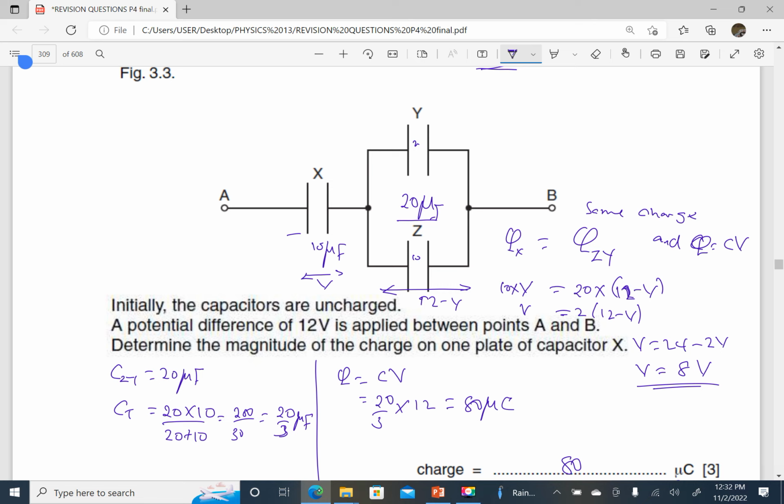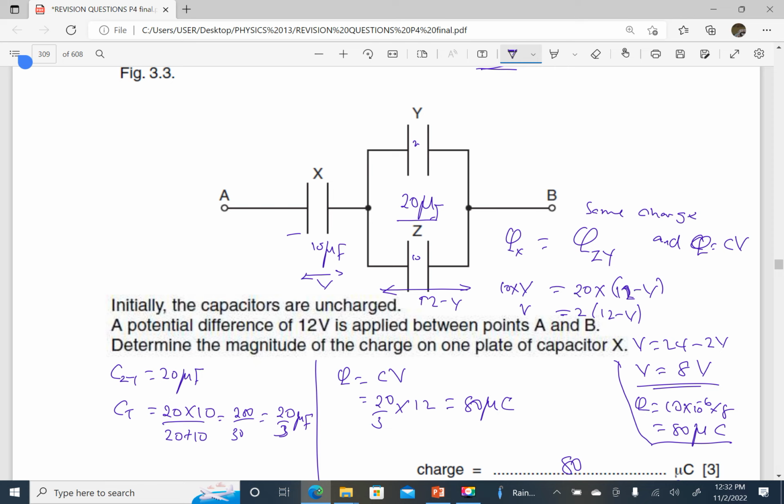And note that X is inside the battery. We can even find the charge across it. So charge is going to be the PD times the capacitance, which is 10 microfarads, or 10 times 10 power negative 6 times 8, which gives us 80 microcoulombs. You can also use a simple relation. We know that in parallel, the capacitance is twice that in series, and capacitance is inversely proportional to PD. When the capacitance is twice, the PD is half of the other.